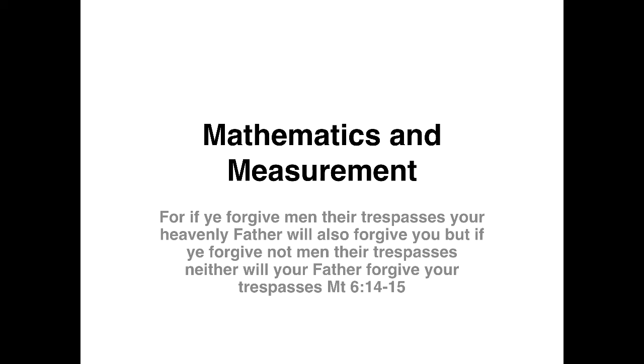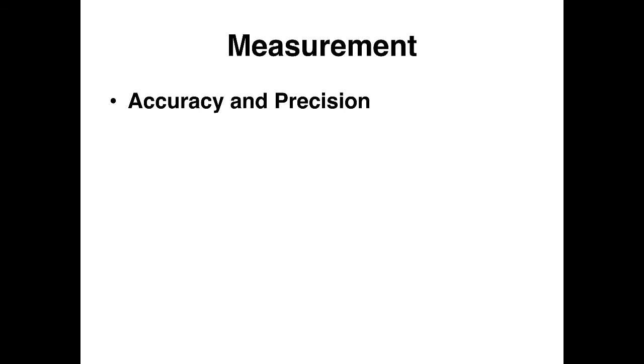Today we're going to talk about some of the basics regarding the mathematics and measurements in science. And I want to start out talking about the concept of accuracy and precision and comparing accuracy and precision. Accuracy and precision are not the same thing, and it's important that the student of science understands that accuracy and precision are different concepts.